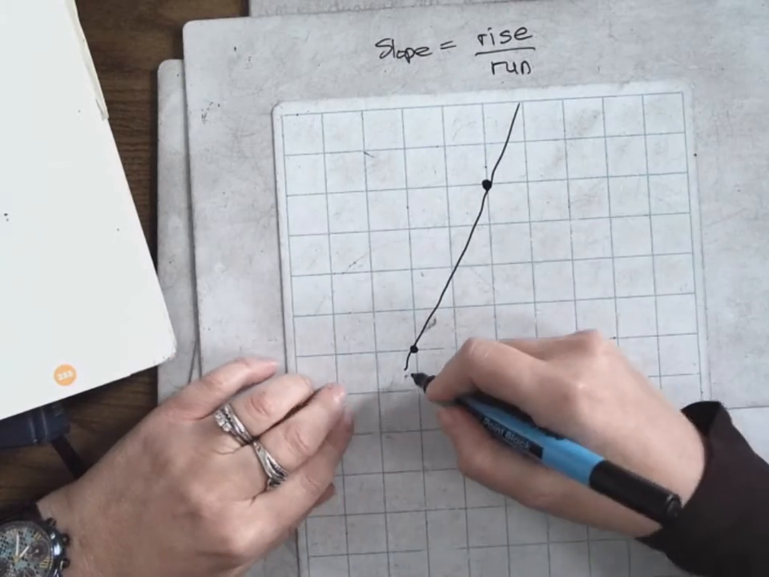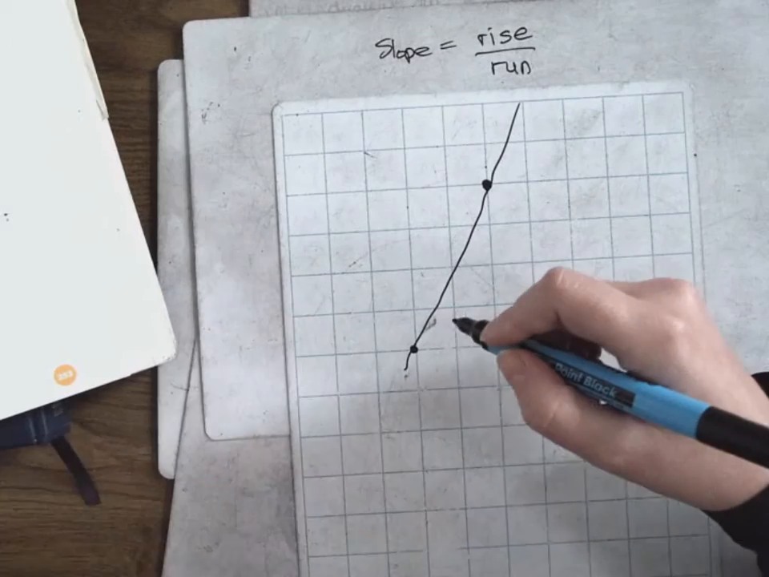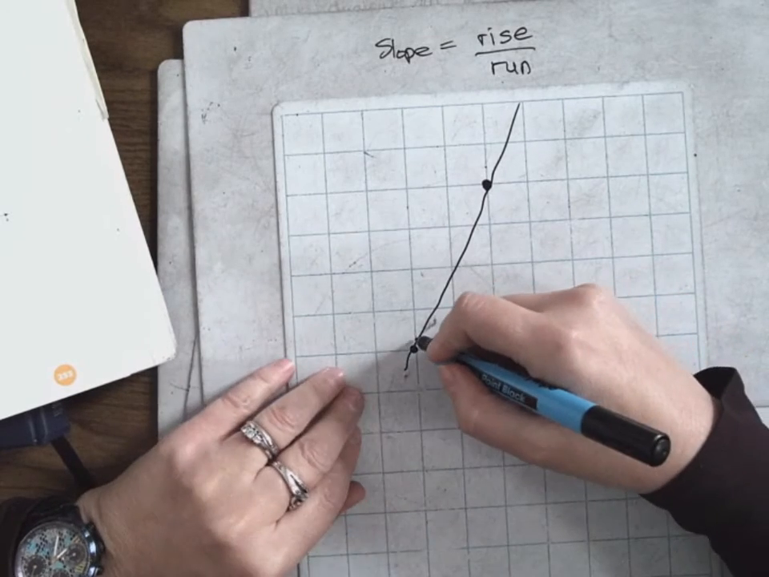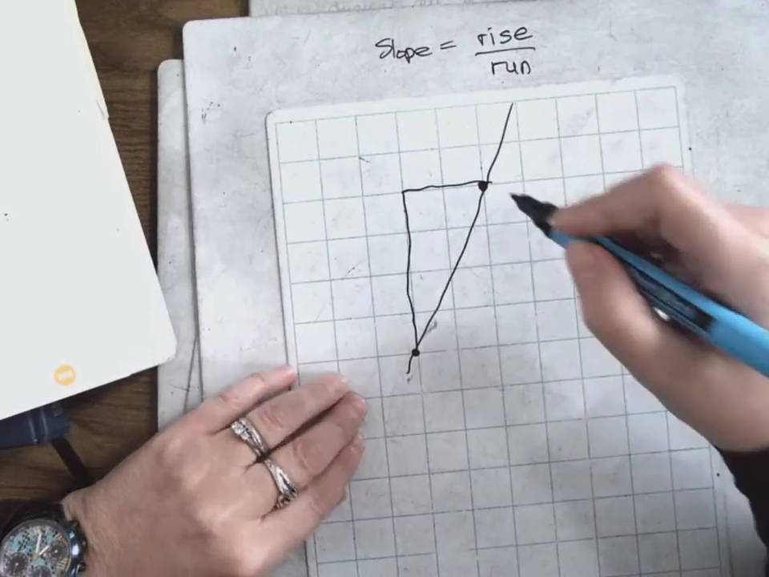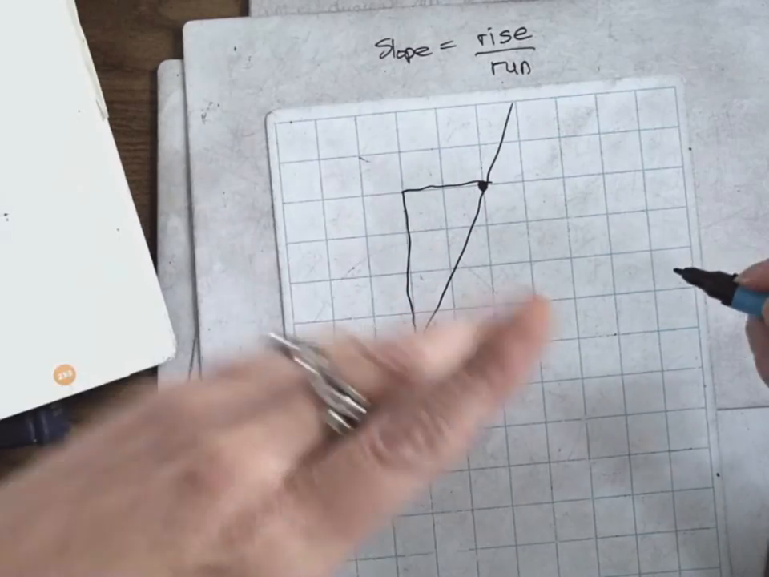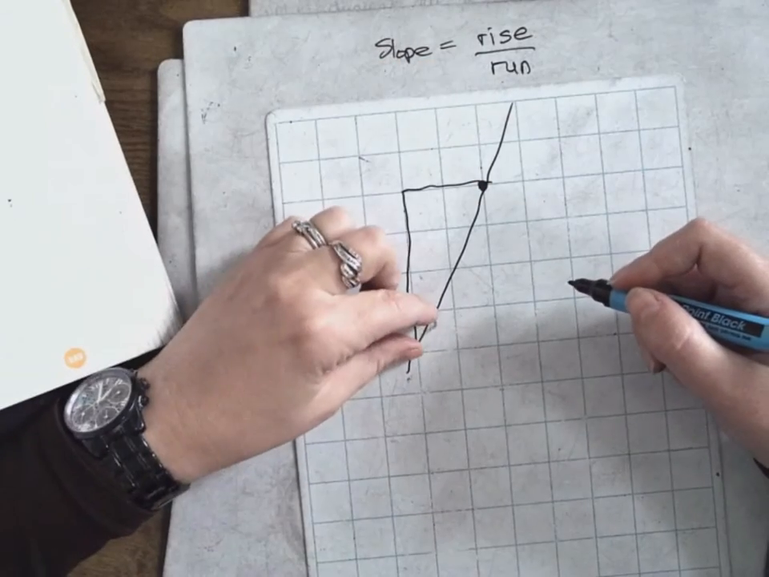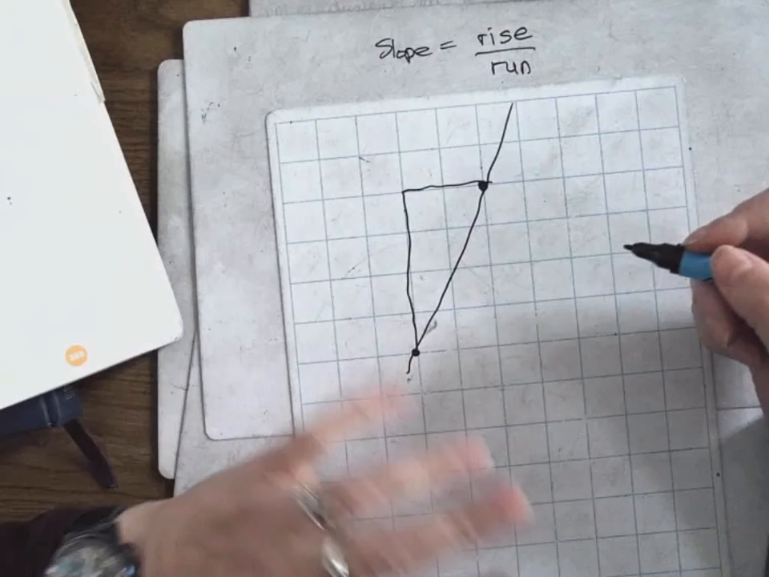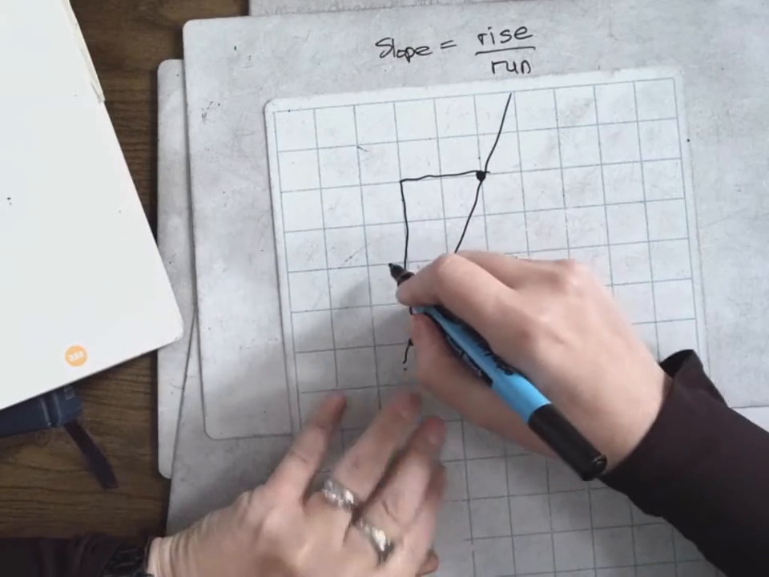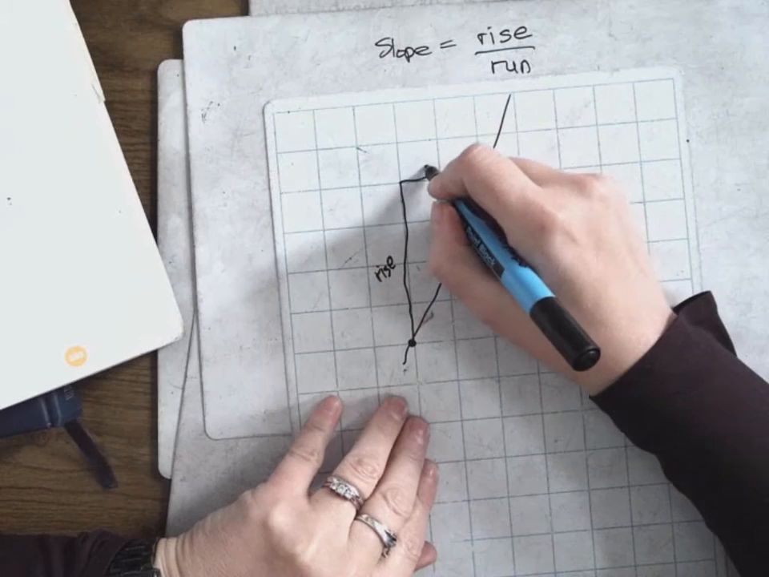And instead of going as the crow flies to get from here to here, you go up and you go across. Now it doesn't matter where you pick the 2 points. You can pick them one at the start, one at the end. You can pick 2 alongside each other. You can pick one in the middle, one at the end, whatever you want. Okay, you'll get the same answer. So this is the rise and this is the run.